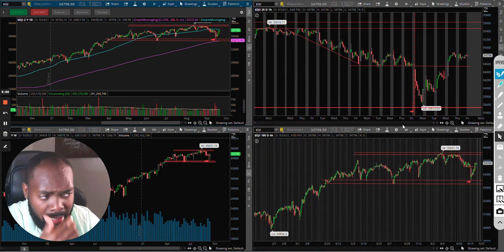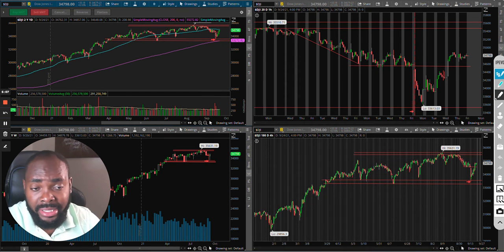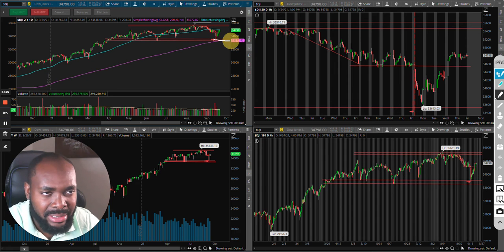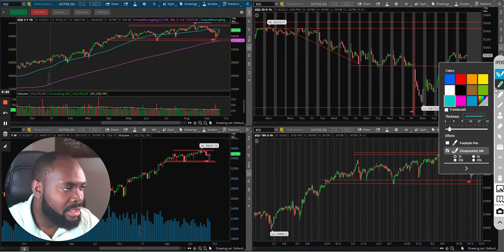Now, the importance of multiple time frames, as I initially mentioned, guys: when we look at all the time frames, we can see that right around that 33,000 level is where support was on every time frame. All right, let me draw it out real quick so that everyone can see it.